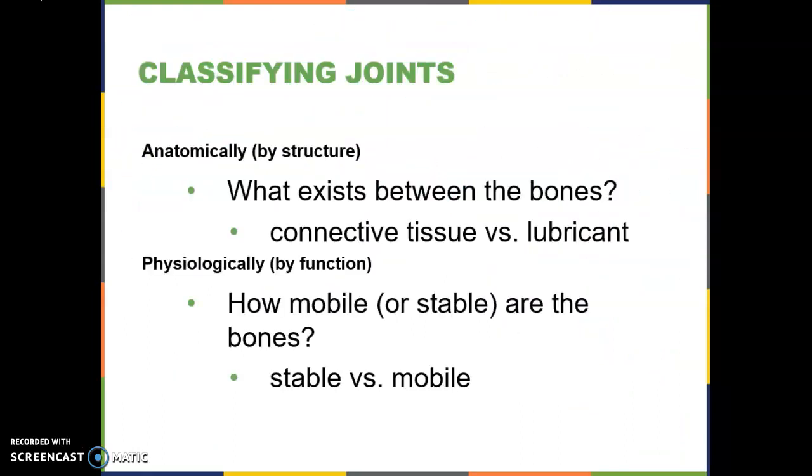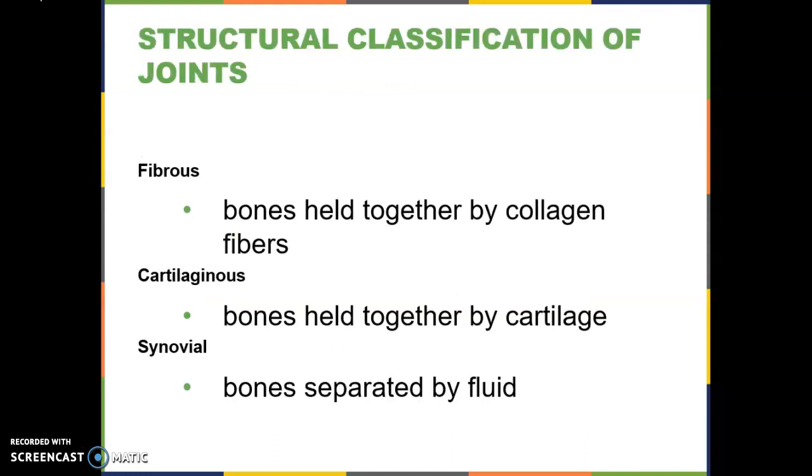Okay, so let's look at a PowerPoint. Anatomically, we can classify joints based on what exists between the bones, like dense regular connective tissue, a piece of cartilage, or a fluid-filled cavity. By function, we can classify joints into 3 types, as we mentioned: synarthrosis, amphiarthrosis, diarthrosis.